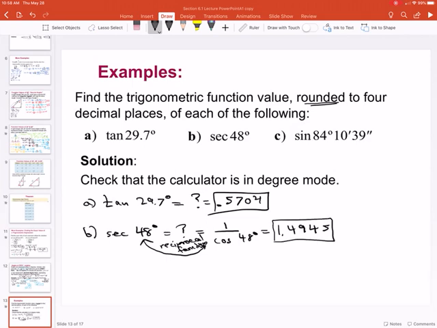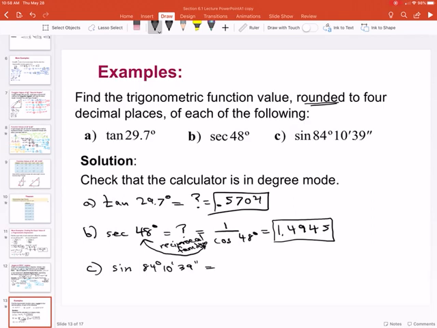All right, now let's do the last one. Go ahead and do example C. In this one, they're giving us angle measurement with DMS notation. We've got 84 degrees, 10 minutes, 39 seconds. So instead of decimal 84 point something degrees, they're getting rid of that decimal by writing in terms of minutes and seconds. Now, we don't need to do any conversions. Remember, our calculator does handle this notation. So let's go ahead and look at that one on our TI.